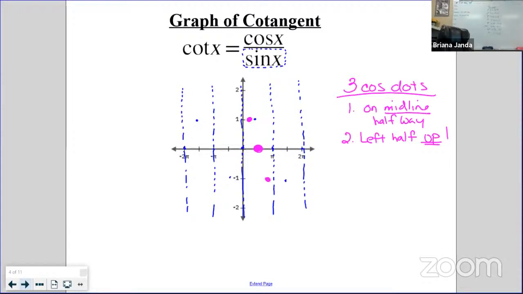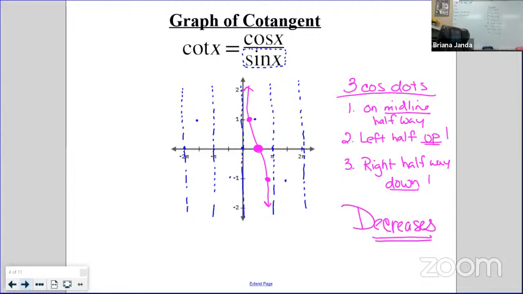Well, that's quadrant 2. That's why it's negative. Tangent and cotangent are negative in quadrant 2. So we decrease between the asymptotes for a cotangent graph, which again, should make sense because it's the reciprocal of tangent. So it makes sense that the graph is turned upside down also, right? So our third dot is right halfway down 1. This one decreases between the asymptotes where tangent increases between the asymptotes. And besides where their asymptotes are, that is the difference between those two graphs.